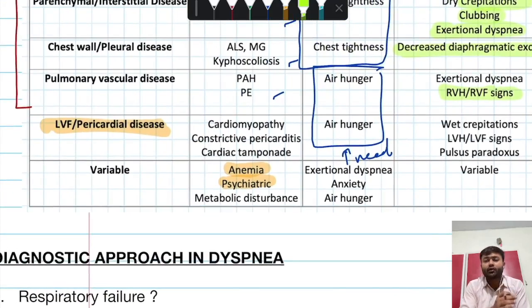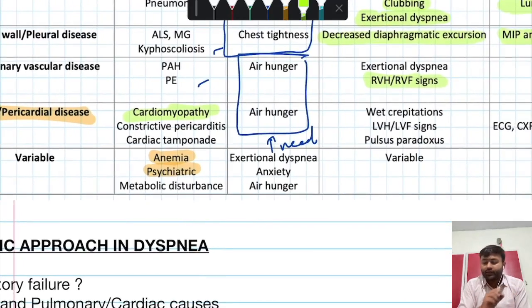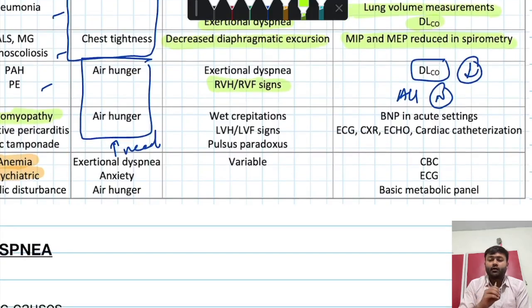Subsequently, left ventricle failure or pericardial disease can affect and cause dyspnea. Remember, in left ventricle failure, think of the most important cause, ischemic heart disease, that can lead to cardiomyopathy, ischemic cardiomyopathy. And in pericardial diseases, 2 important diseases include constrictive pericarditis and cardiac tamponade. So in all of these conditions, the finding that is present is pulsus paradoxus. This is one very important finding that might be present in all of these 3 conditions.